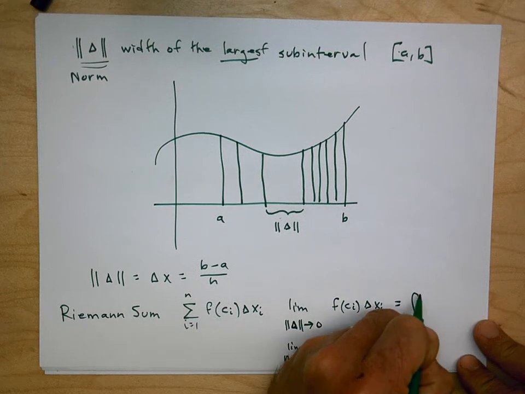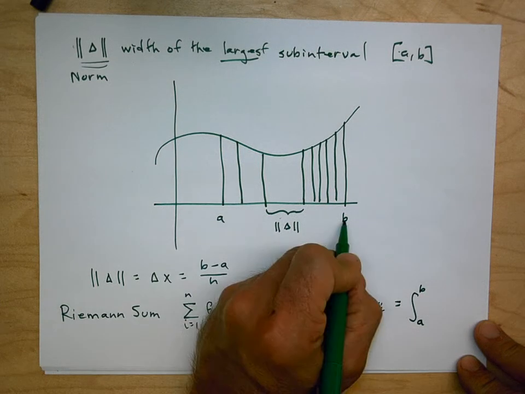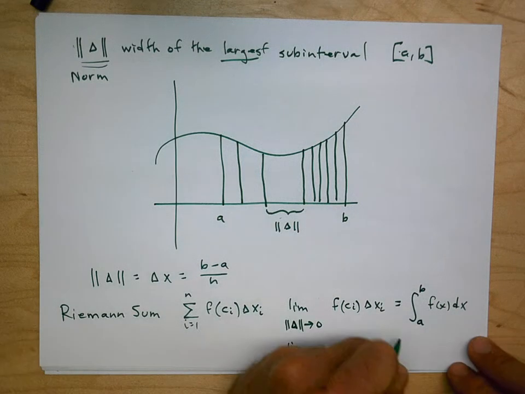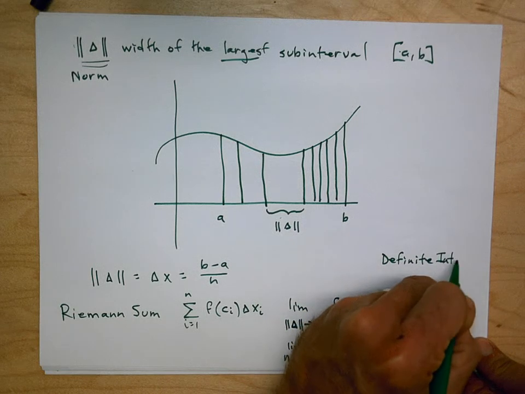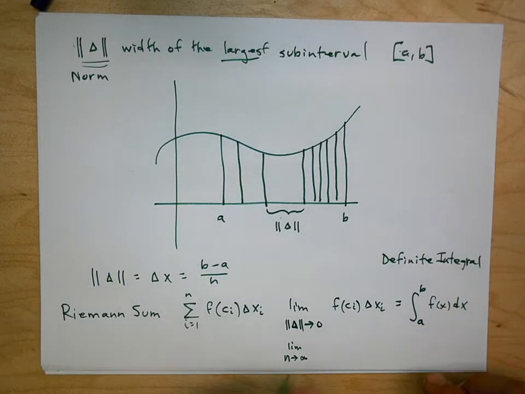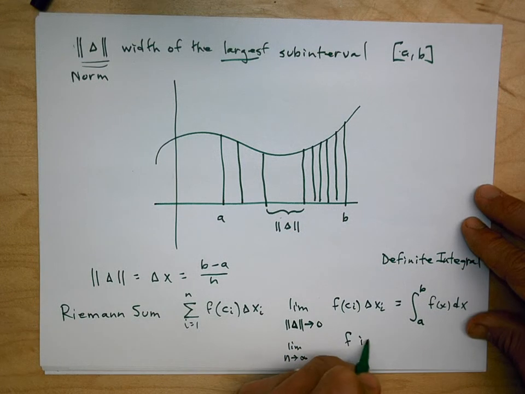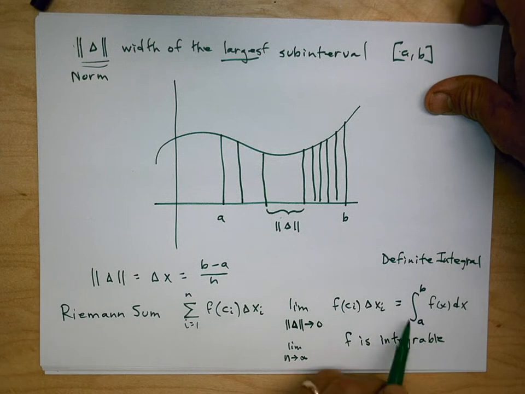And we introduced this notation. It's the integral from a to b of f of x dx, where a is our lower limit and b is the upper limit of integration. This is called a definite integral. When this limit exists, we say that f is integrable. This limit won't always exist, but when it does, we say that f is integrable, and we introduce this notation for the definite integral.